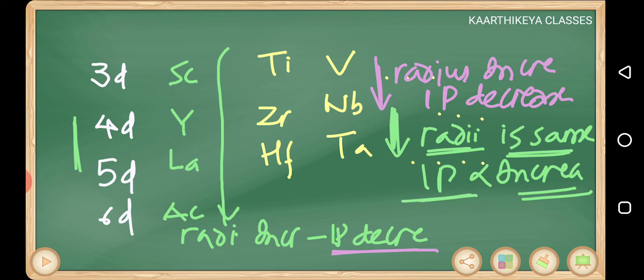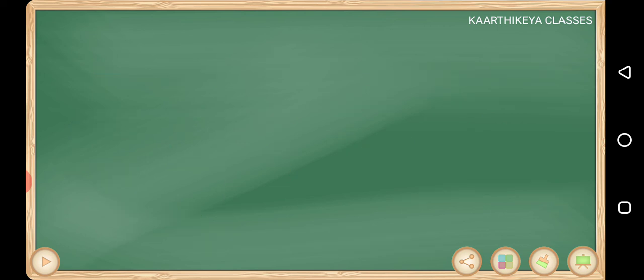So 3D to 4D, no issues, beta. Radius should increase, IP decreases. But 4D to 5D, 5D to 6D, the radius is the same, but ionization potentials will be increasing. If you remember these lines, that's more than sufficient. Two to three types of questions they will ask you.